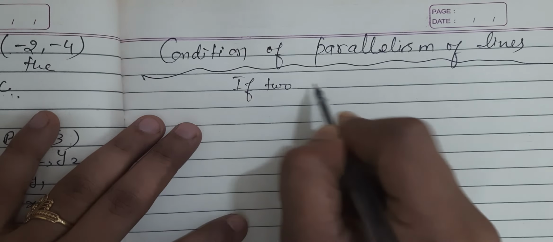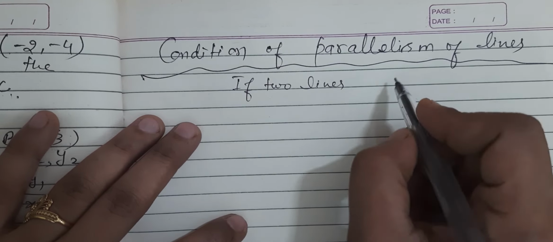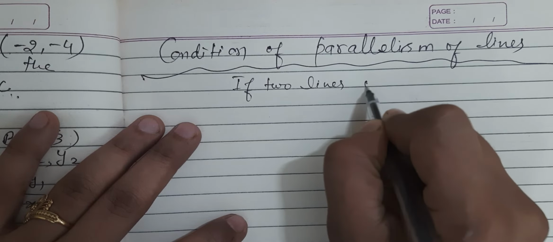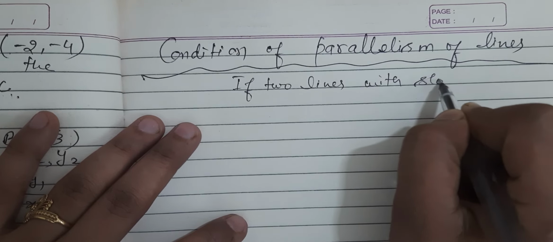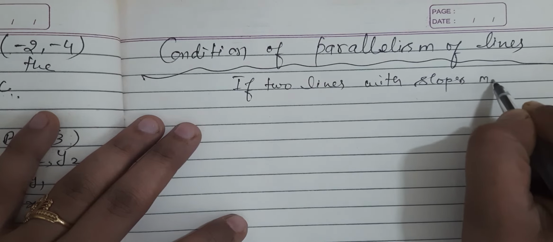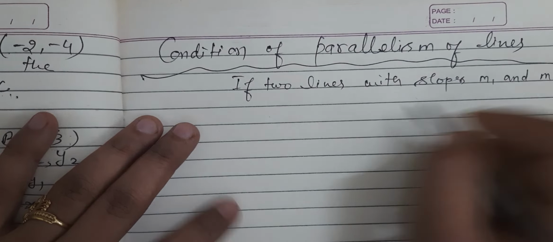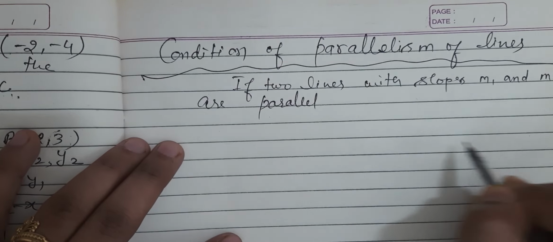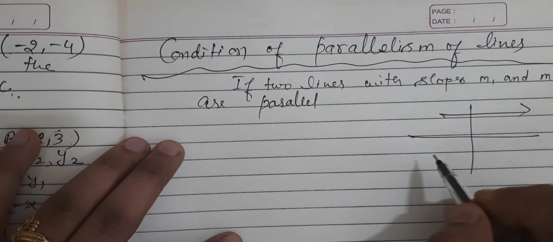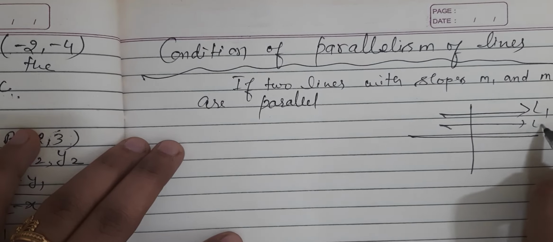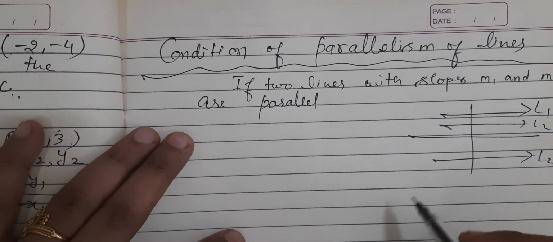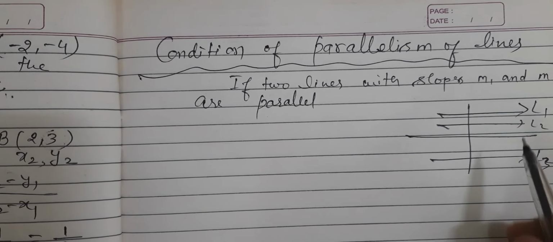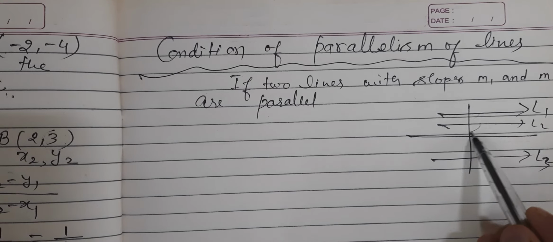So if two lines with slopes m1 and m2 are parallel, then, as you see in the figure, when two lines are parallel, either here or here, their slopes will be equal.